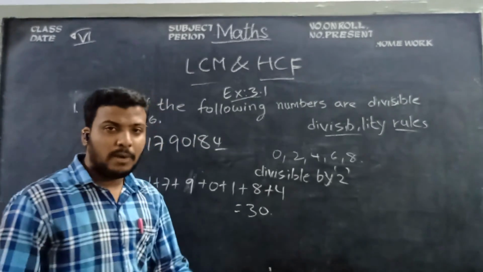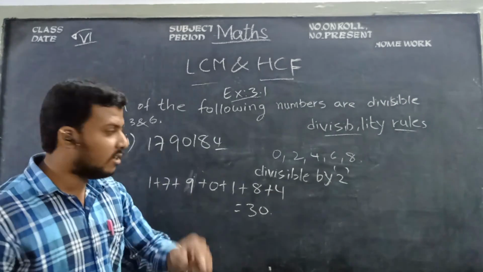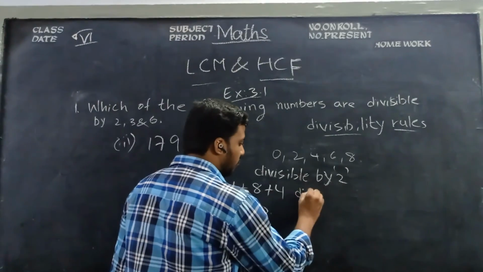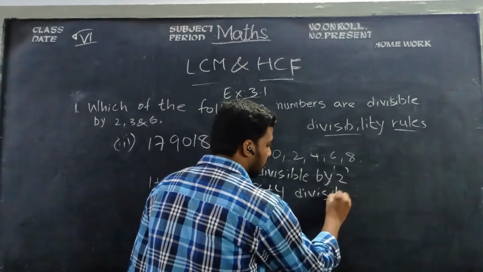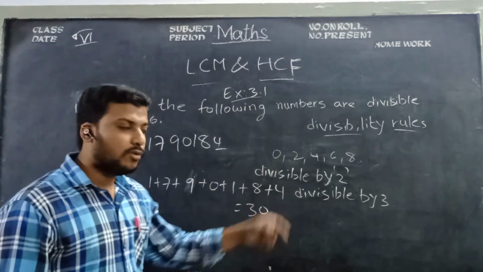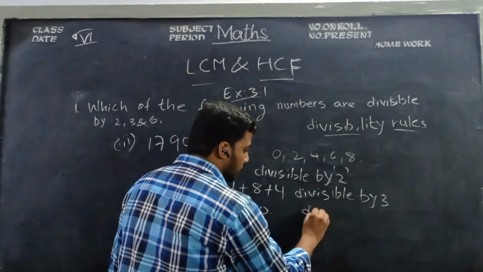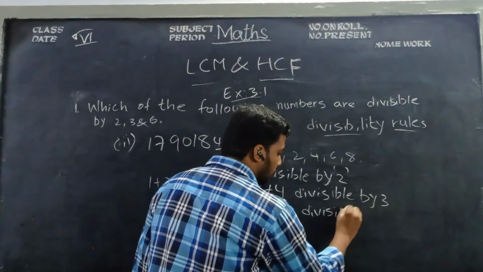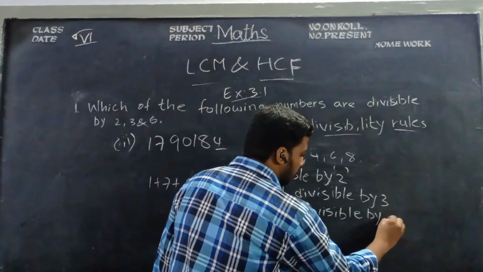So 30 is a multiple of 3, children, because 3 tens are 30, no? So divisible by 3. If this is divisible by 2 and 3, it is also divisible by 6. So like this you have to do the remaining sums, children.